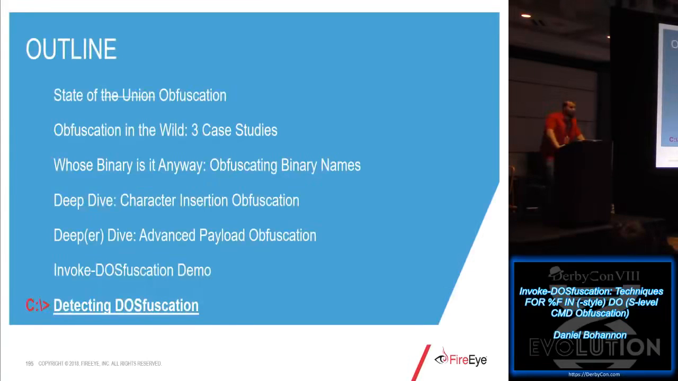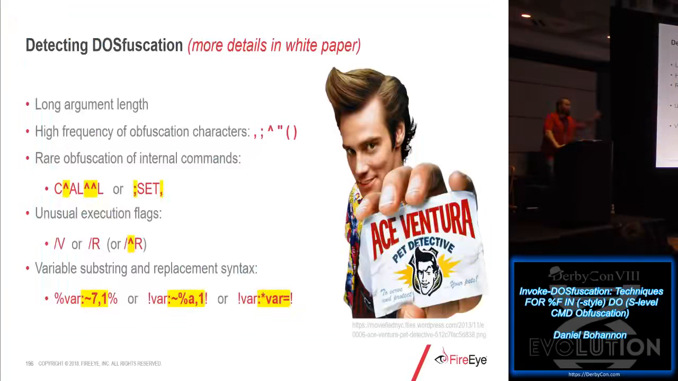So, how about detecting this crap? All right, and again, there's a lot more detail in the white paper for detecting, including a lot of code snippets and stuff like that. But at a high level, you can look for really long command line arguments for cmd.exe. You can look for high frequency of these characters.